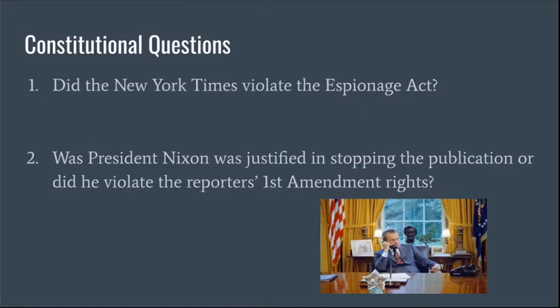So the constitutional questions would be, number 1, did the New York Times violate the Espionage Act? And then number 2, was President Nixon justified in stopping the publication, or did he violate the reporters' First Amendment rights?